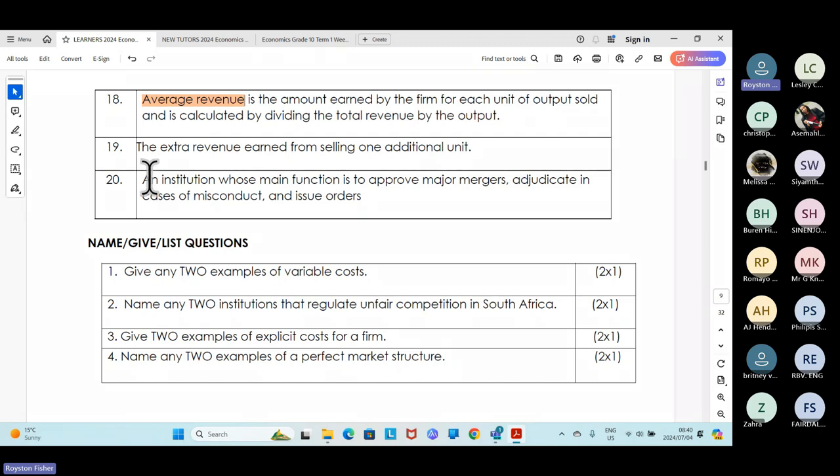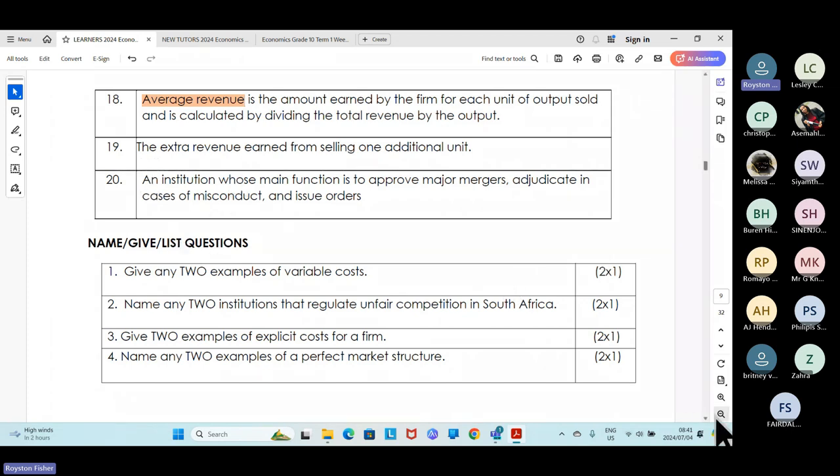Then number 20, an institution whose main function is to approve major mergers, adjudicate in cases of misconduct and issue orders. The answer received is Competition Tribunal from Santa Claus. And then St. Andrews says Competition Authority or regulatory agency. So those are the concepts that you need to know.